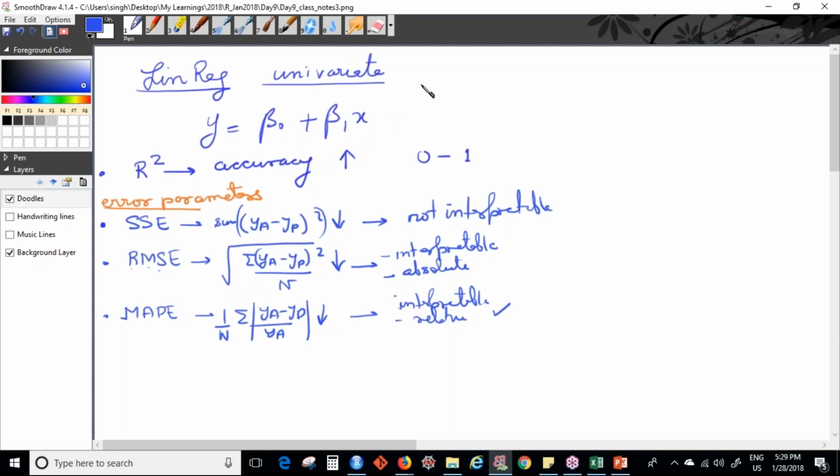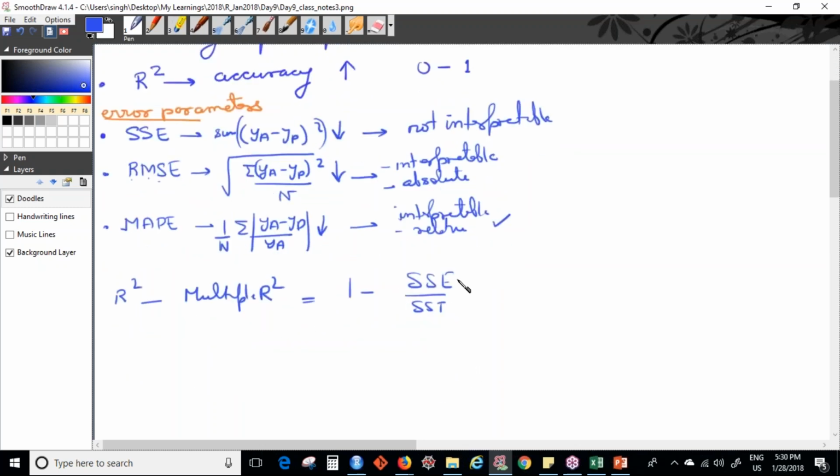Then in R square we saw the formula for R square. What was the formula? Let me write it here. So R square, also known as multiple R square, the formula for this was 1 minus SSE by SST. This is SST or TSS, it means the same. Both mean the same: total sum of squares or sum of squares total. You will see both these terms in books.